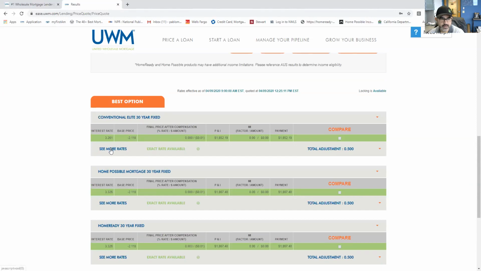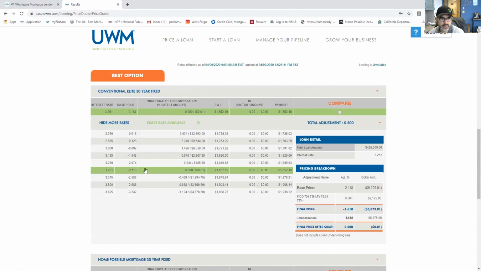We're gonna click on see more rates. And so at 3.26, there is 1 cent rebate. You see that? So basically what that means is that that's rebate that the customer would get. It's pretty much your par pricing. So if you look right here, it says final price after compensation. That's how you know that the pricing is already built in there, that your compensation of 1.5 is built in.